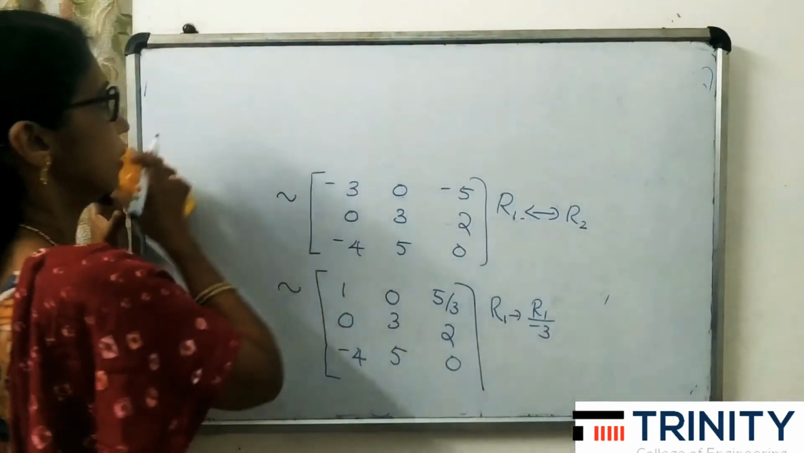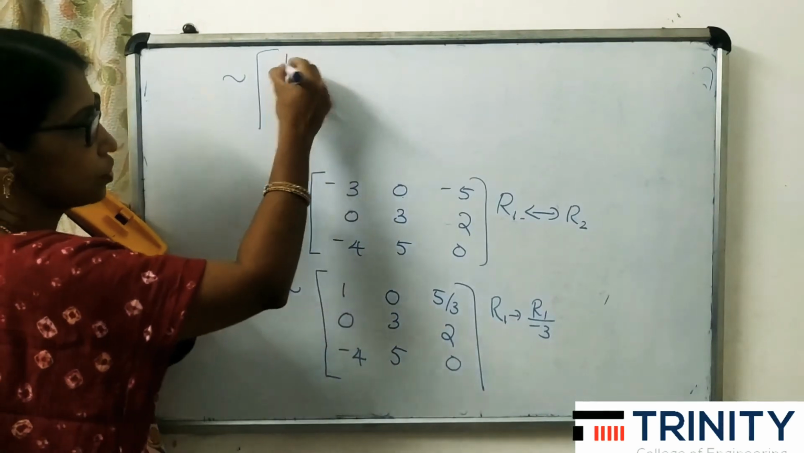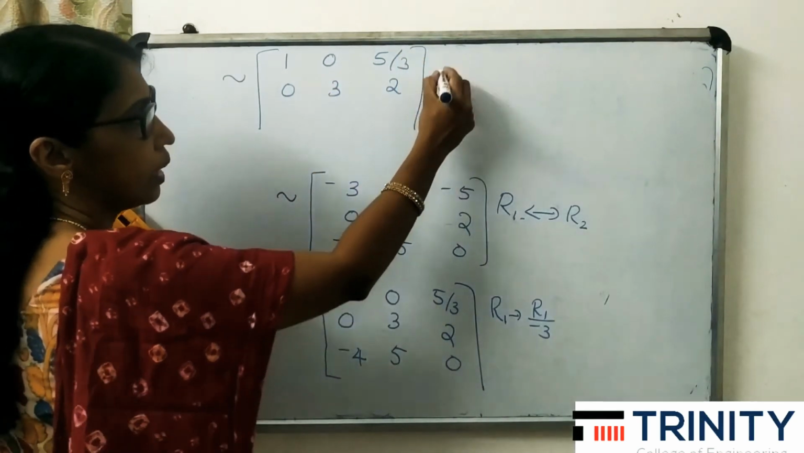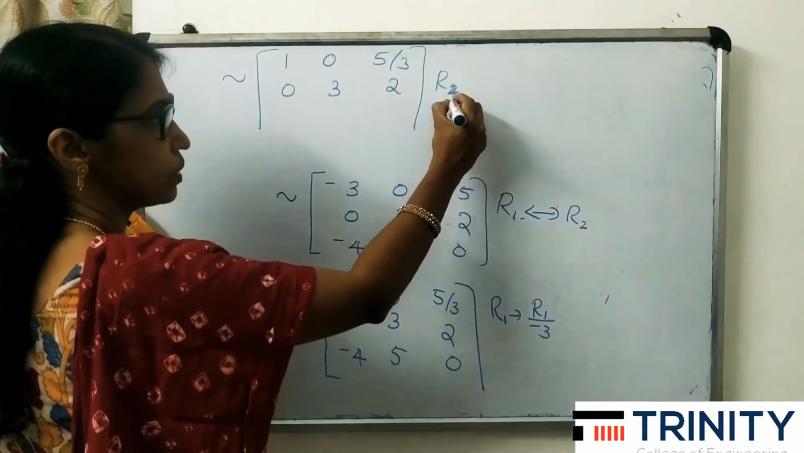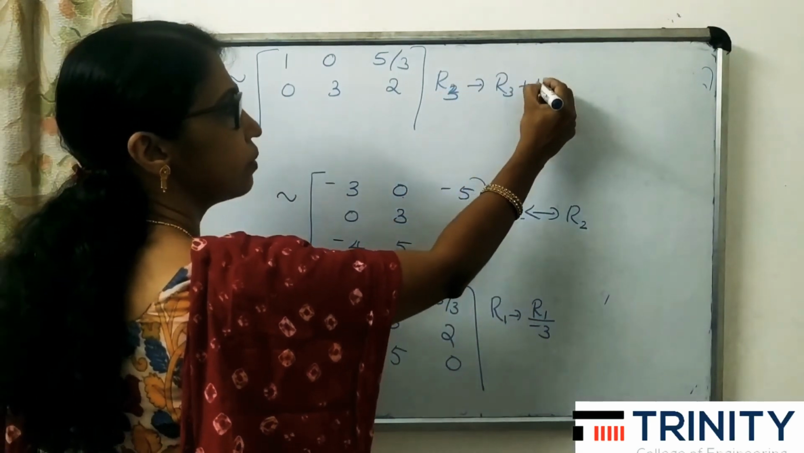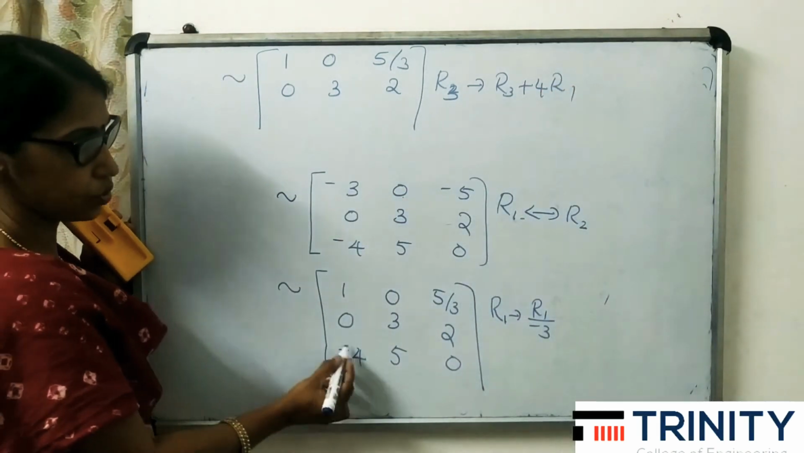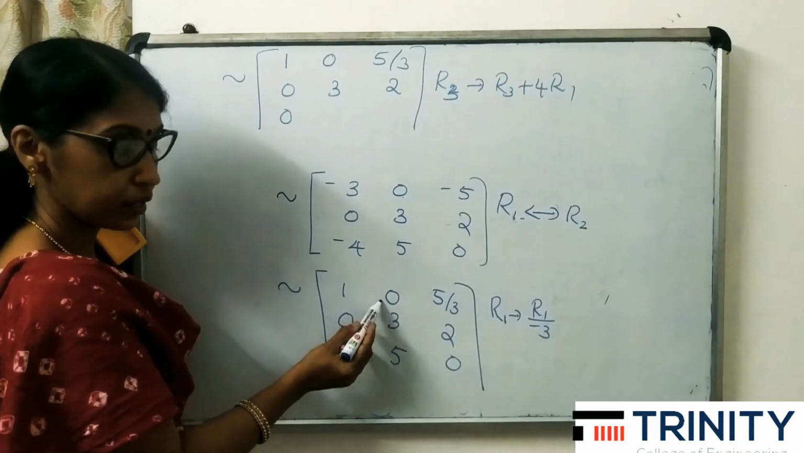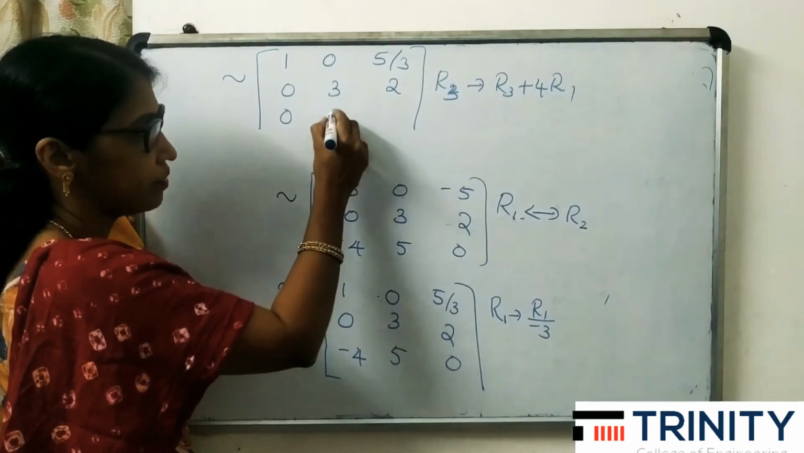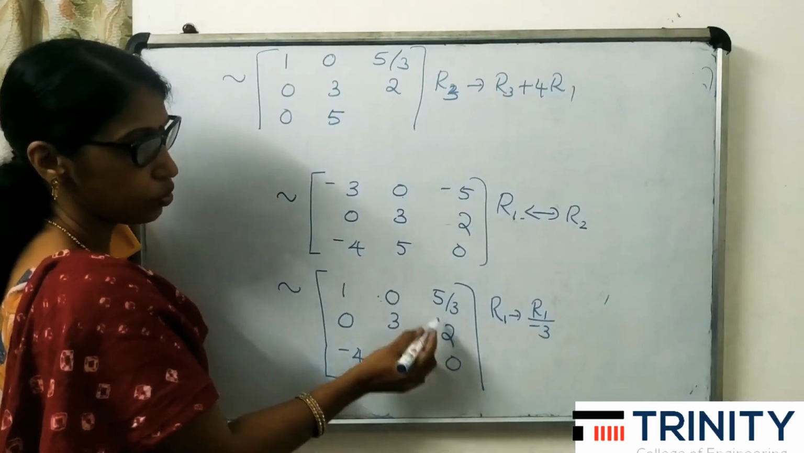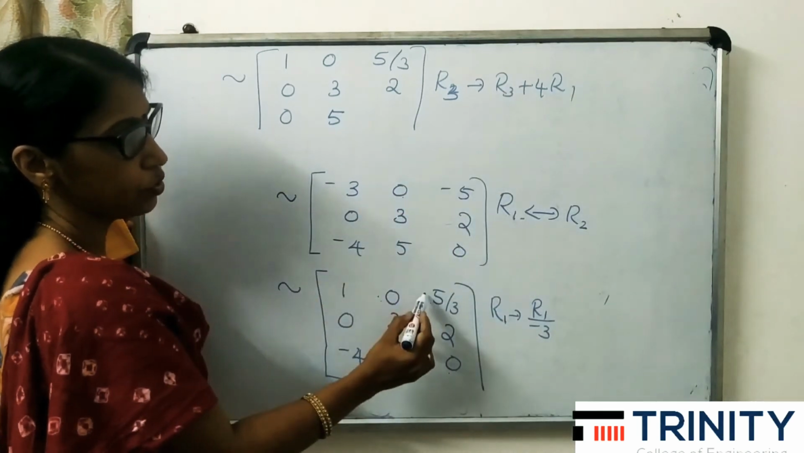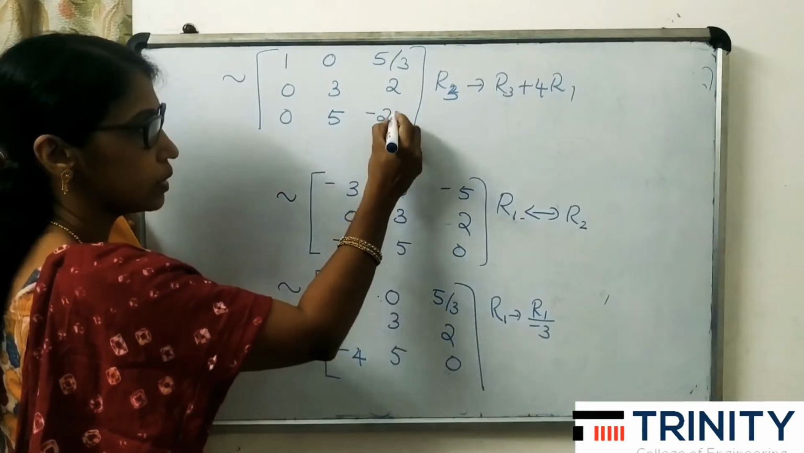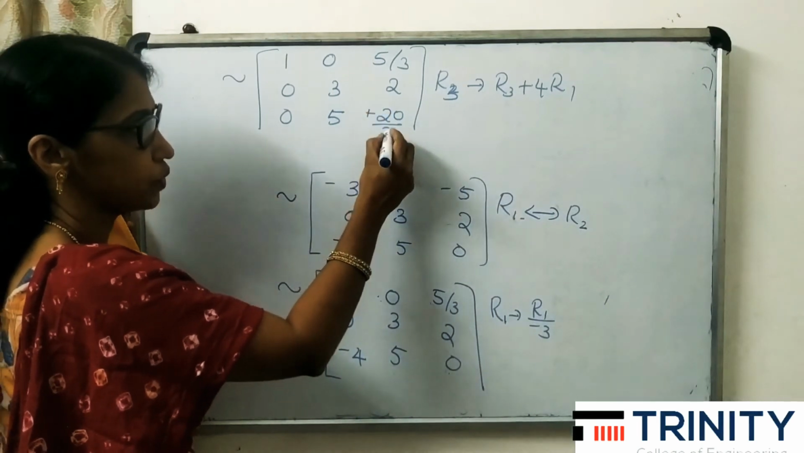Okay, which is equivalent to, I am writing the first row 1, 0, 5 by 3, then 0, 3, 2, and we make the transformation R3 gives R3 plus 4R1. So this element becomes 0, and here it is 5 plus 0, so 5 is here. And what is this element? 0 minus, we multiply by 4, so 4 into 5 by 3 is 20 by 3. So it is 0 plus 20 by 3.